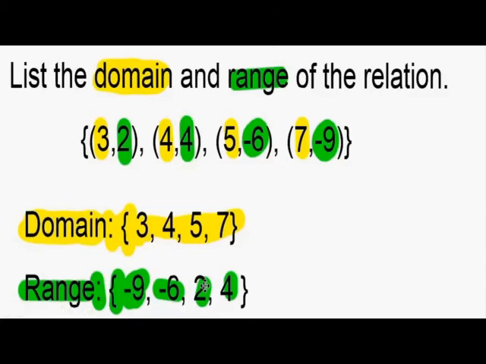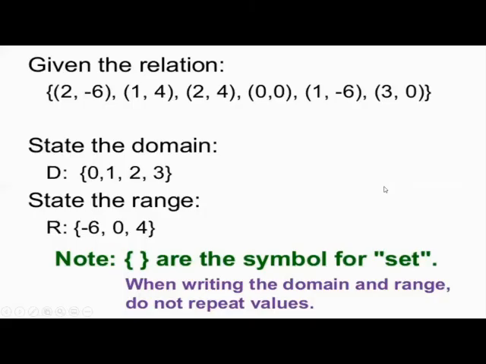Okay, there is another example which will give you a clear picture of the domain and the range. List the domain and range of the relations. All the things highlighted with yellow are the domain, and all the things highlighted with green are the range. So in this case, 3, 4, 5, and 7, which are the first components of all the ordered pairs, are the domain, and 2, 4, -6, and -9 is the range, because these are all the second components of the ordered pairs.